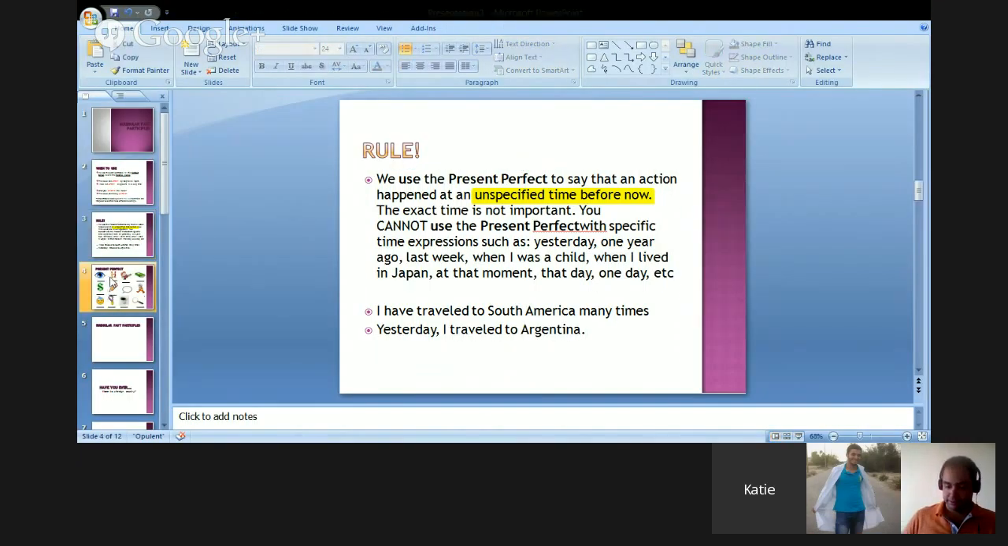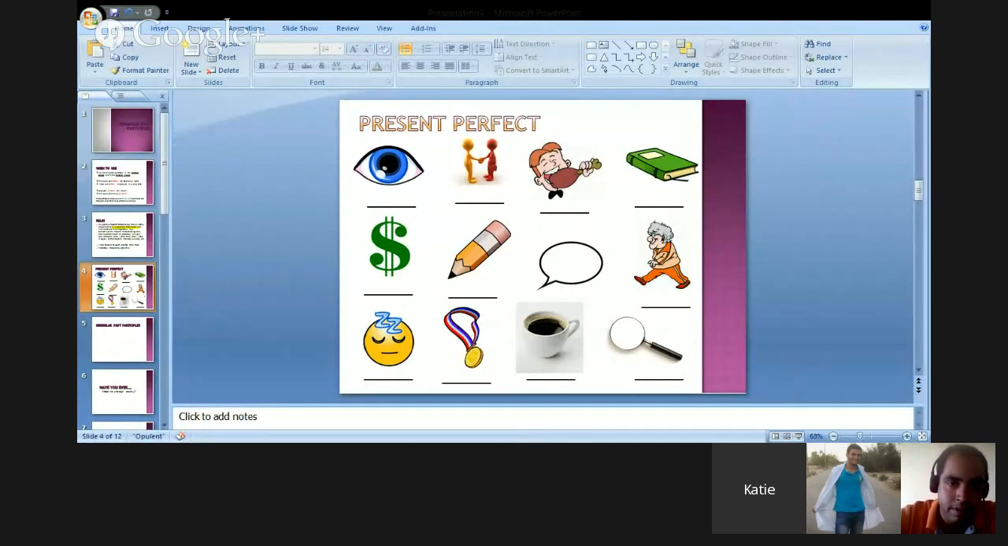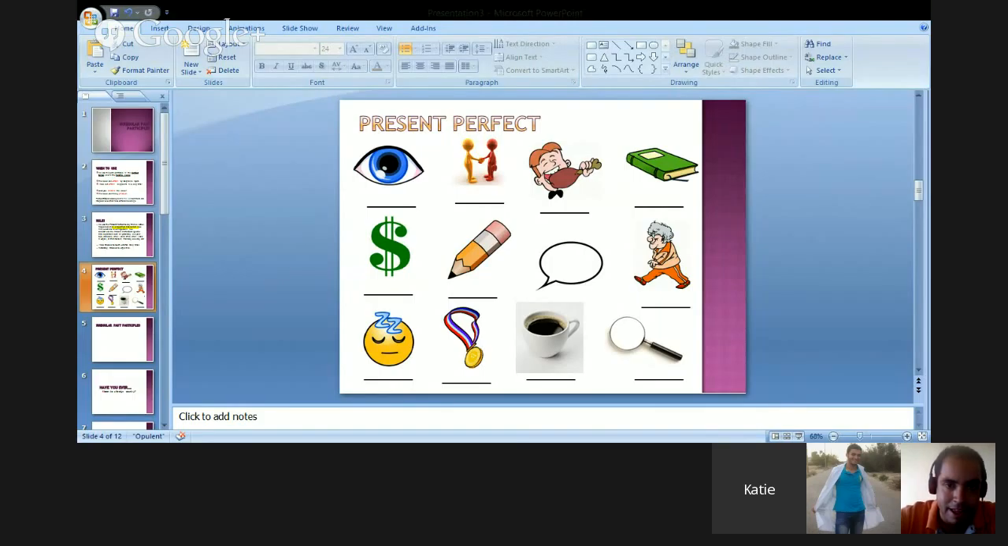Okay, so now we're going to look at some of our irregular past participles. Here are some pictures. These past participles are irregular. Some of them do end in en, but most of them are irregular. So for example, this one right here. What do you think this is? I have seen. Right, exactly. I have seen. It's like I have seen a movie. What else could you say? I have seen the game.